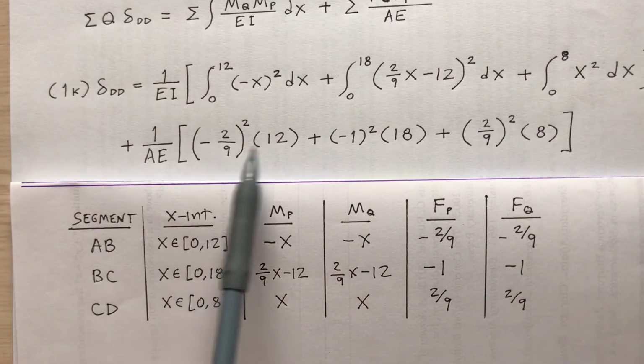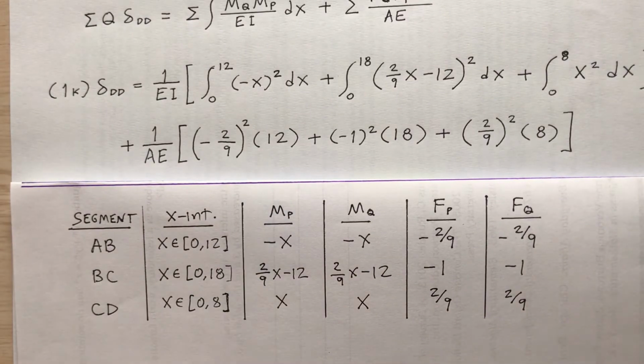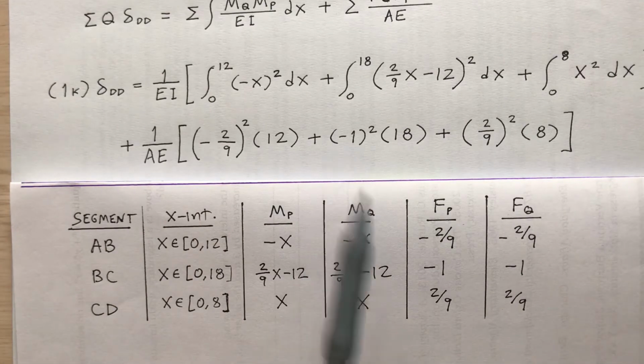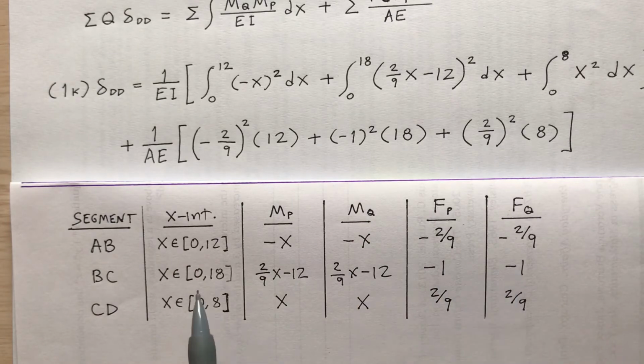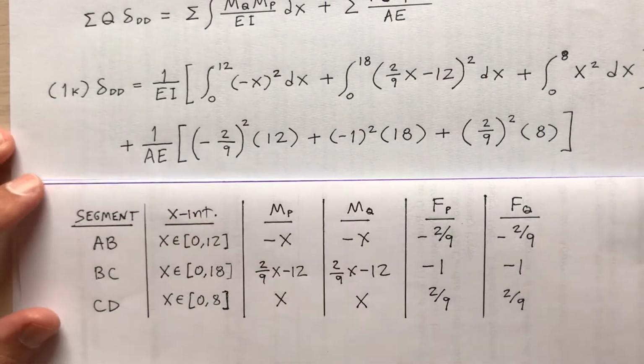Okay, so this first product will be segment AB. So FP, FQ times the length. The length of that segment was 12. Okay, second term, -1 squared, FP, FQ, it's 18 feet long. And then the third one, 2/9 times 2/9, 8 feet long. Okay, so simplify all this.